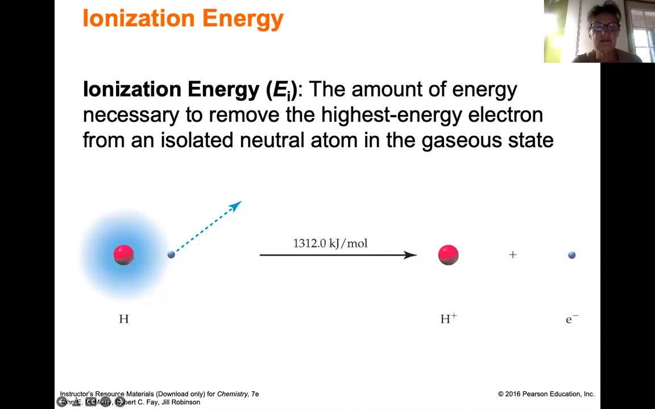Another trend you can see in the periodic table, which is related to the size of atoms, is the ionization energy. The ionization energy, EI, is the amount of energy necessary to remove the highest energy electron from an isolated neutral atom in the gas state. If we have a hydrogen atom, you can go back and look at how much lower in energy it is when that electron is attached to the proton. You'd have to put that much energy in to pull it off so that you'd have just the proton and the electron separated from each other. That's the ionization energy.